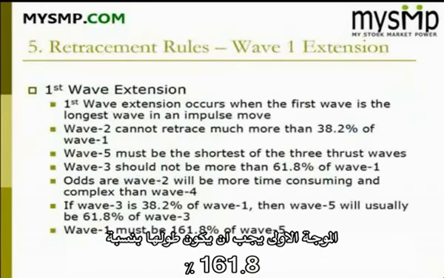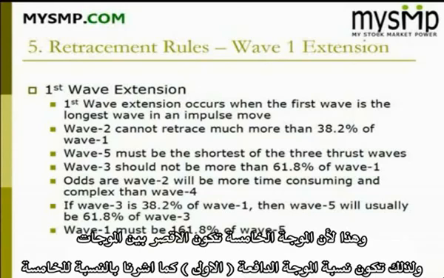Wave 1 must be 161.8% of wave 5. And this again is because wave 5 is the shortest wave, and in impulse patterns, the impulse wave must be 161.8% of the shortest wave. So again, wave 1 will be 161.8% of wave 5.